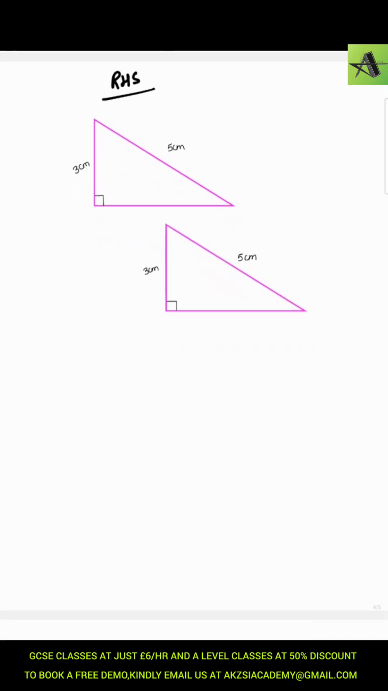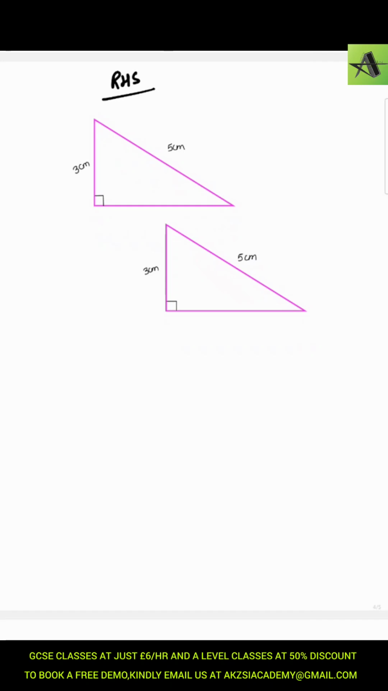So RHS is right-hypotenuse-side. R stands for one right angle. There has to be one corresponding right angle. They both should have one right angle. The next would be hypotenuse. Their hypotenuse is equal. Hypotenuse is the longest side of a triangle.